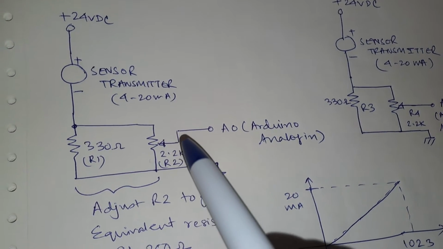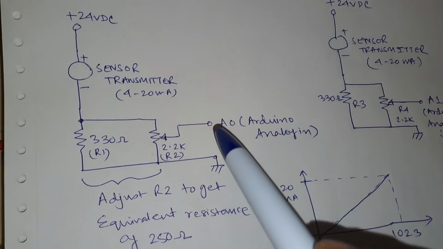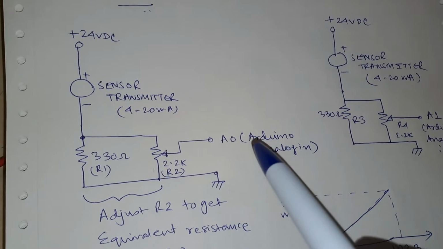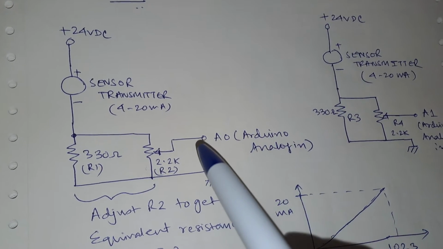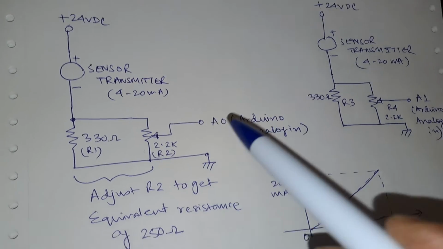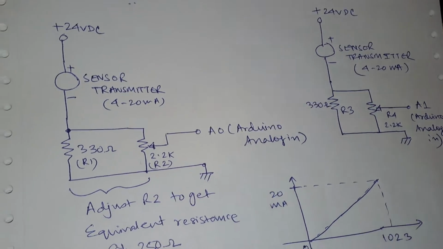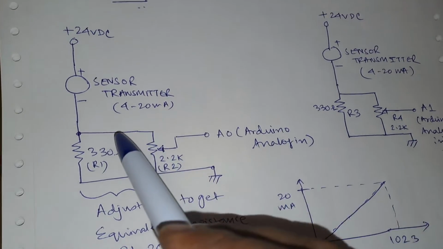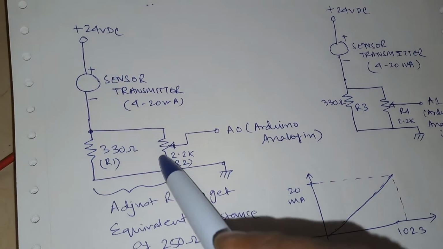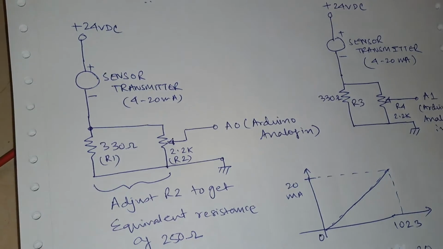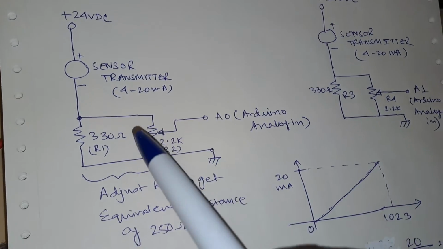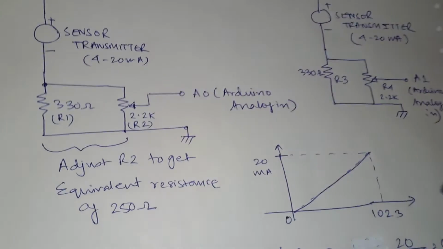From this potentiometer you can see I am taking A0 or A1, whatever is the analog channel of Arduino Uno, the feed we are taking from this point. So like this we can make the circuit. The circuit is very simple. It is difficult to get 250 ohms resistance, that's why I am keeping this combination of the resistances and we can adjust them easily.